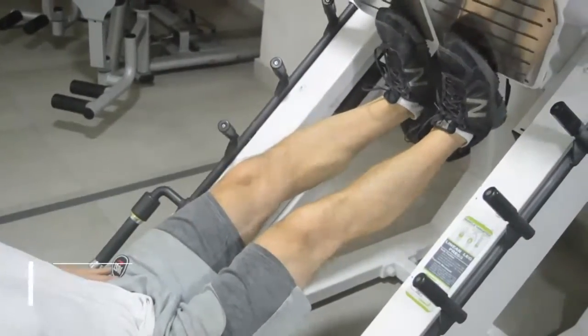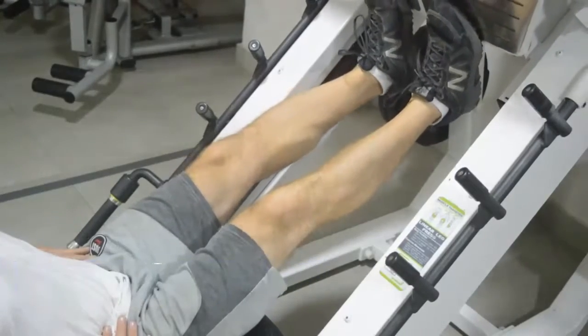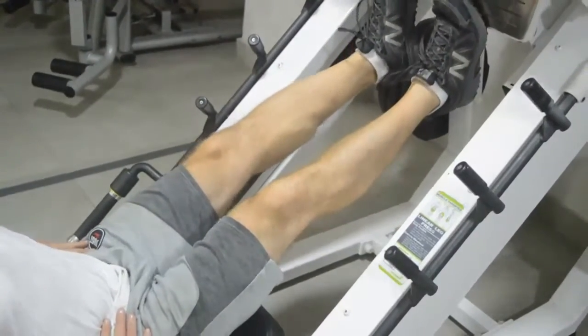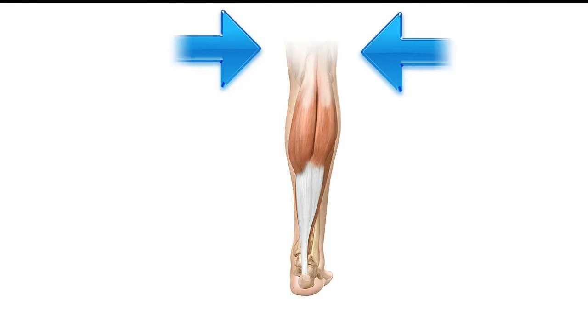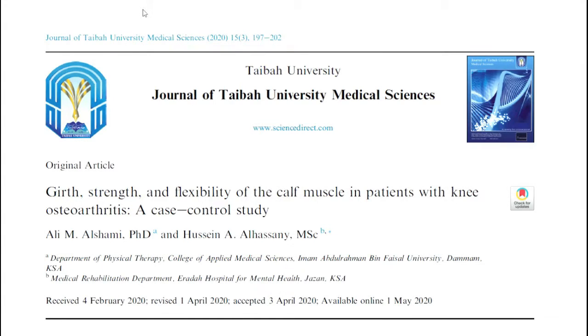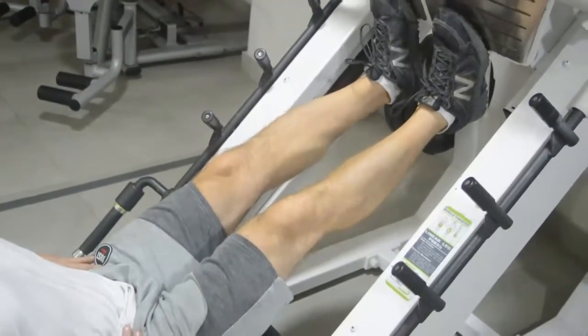Last is the calf raise. In this case, we'll perform it on a leg press machine where you can easily add weight and put minimal to no stress on the knees. Part of the calf muscle group actually crosses the knee and helps control it. And sure enough, studies show weakness in the calf muscles in knee pain patients, so this is a great area to strengthen. You'll want to keep your knees just slightly unlocked during this exercise in order to protect them.